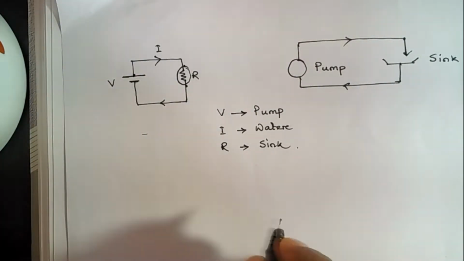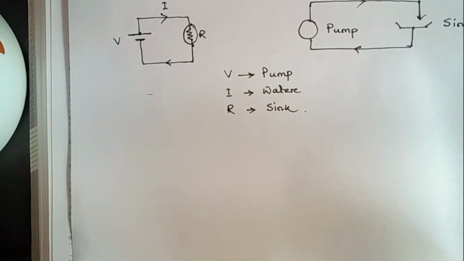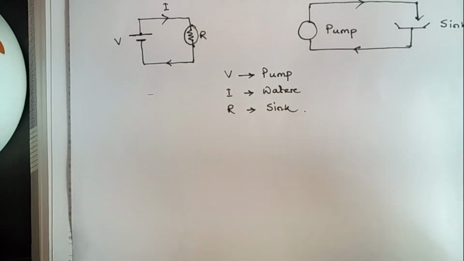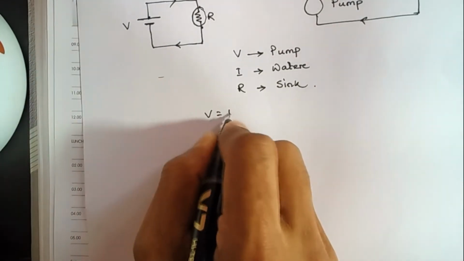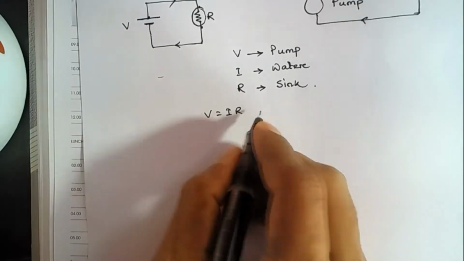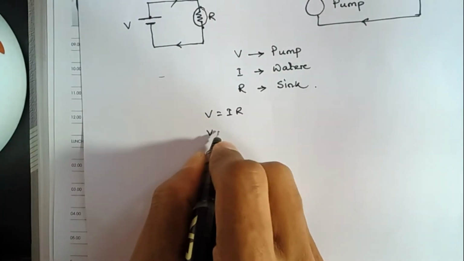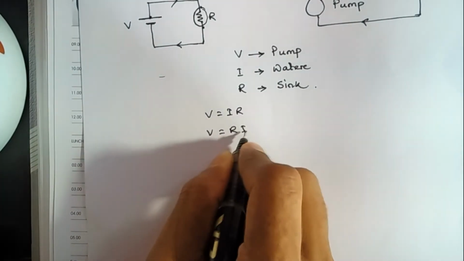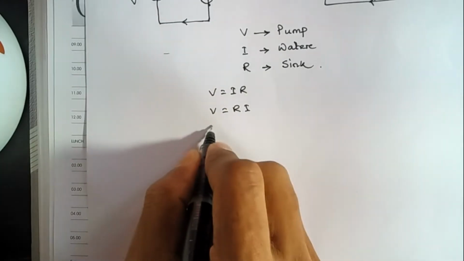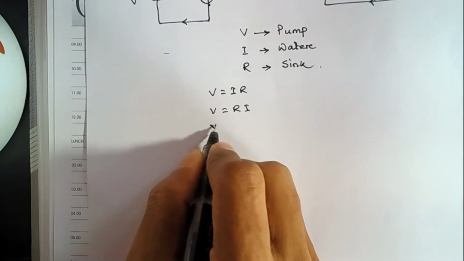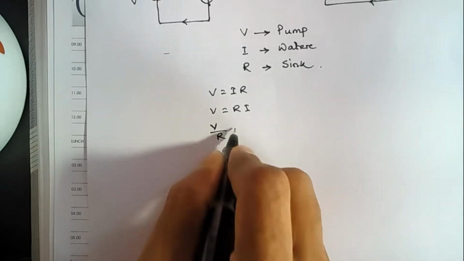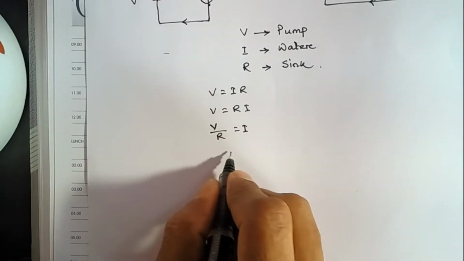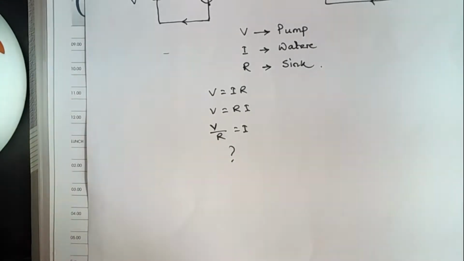We have learned a very simple law called Ohm's law. What is Ohm's law? Is it V equals IR, or V equals RI, or V by R equals I, or what else?